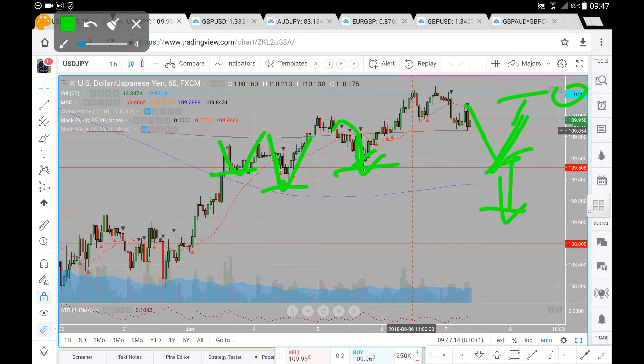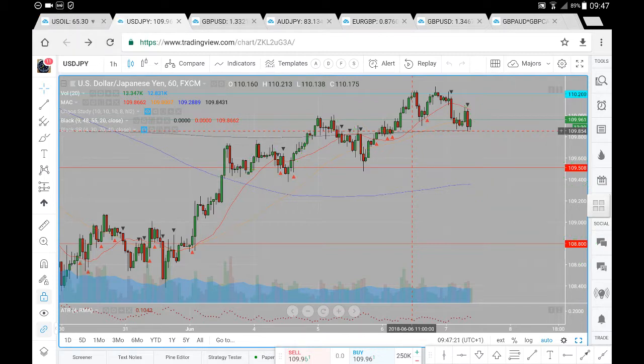If we do fail to hold support at the 109.50, we would then look at a price progression down towards that 108.80 here on the US dollar against Japanese yen.